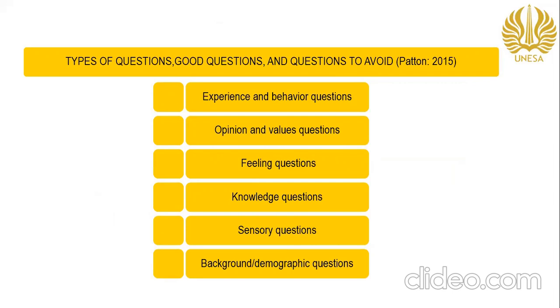The first is asking about experience and behavior questions. And the second one is asking about opinion and values questions, feeling questions, knowledge questions, sensory questions, and background or demographic questions. However, in asking this kind of question, we should have a specific strategy to avoid sensitivity from the participants. Therefore, they are still able to answer our questions.